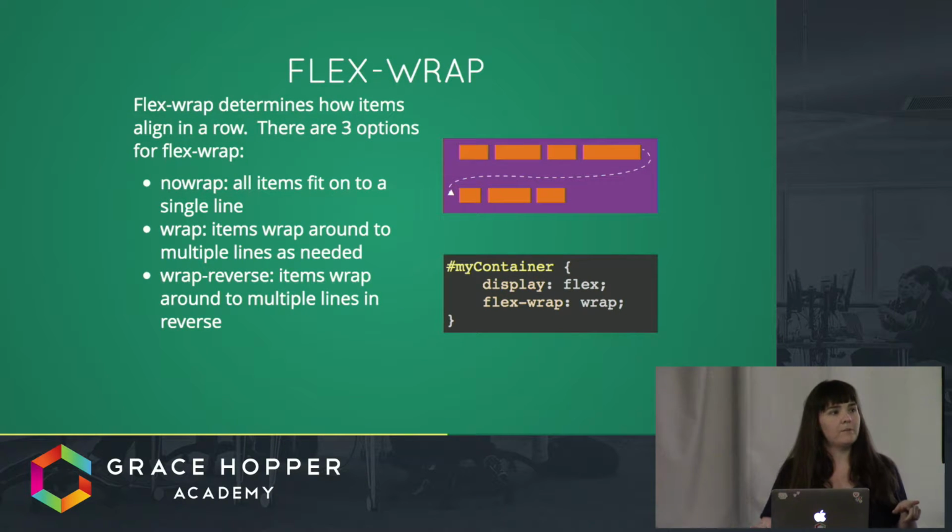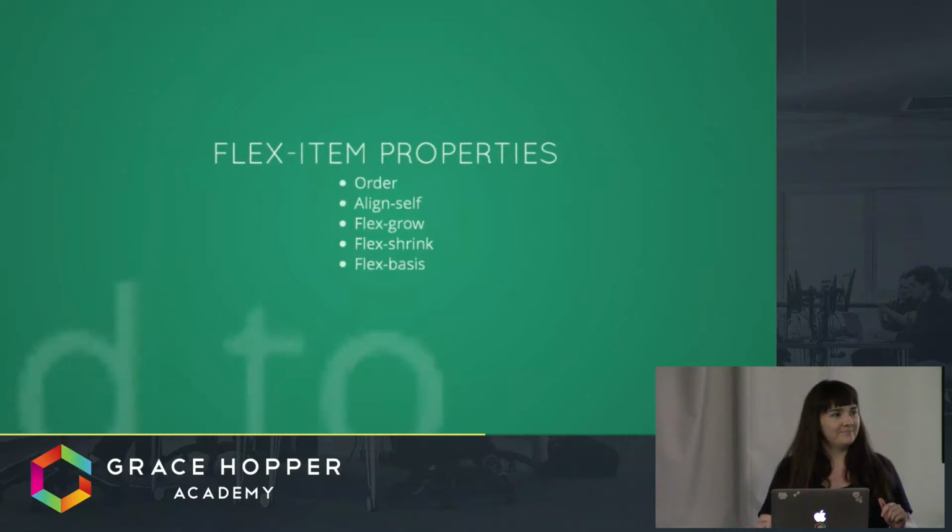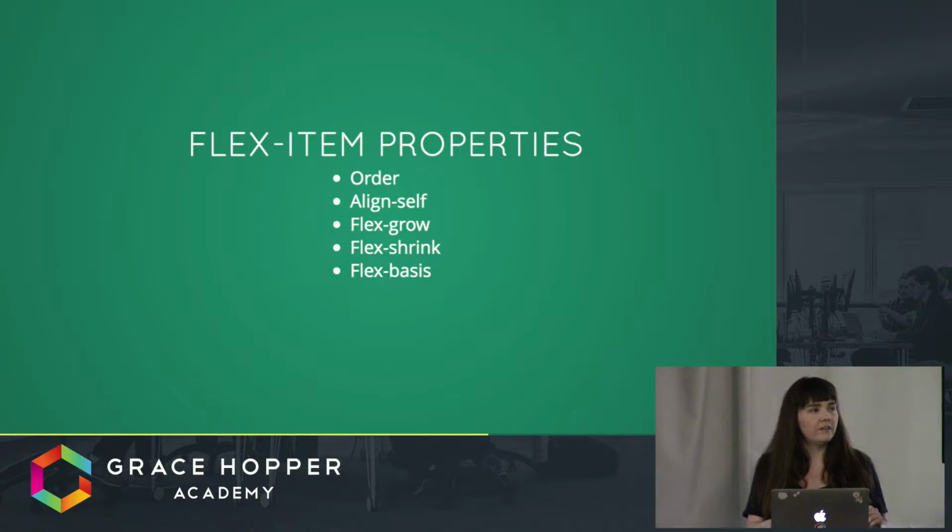This is flex wrap, and this will allow you to specify whether or not you want items to stay in one row or if you'll allow them to wrap around to additional rows as needed. And the options are called no wrap, wrap, and wrap reverse. All right. Those properties all sit on the container element, and there are a few that allow you to be more specific and target a particular element rather than all the elements within the container.